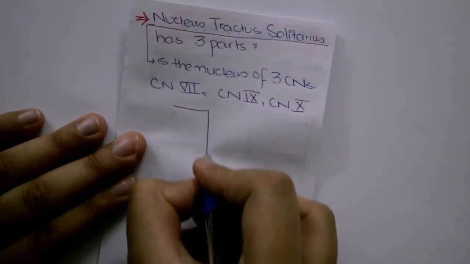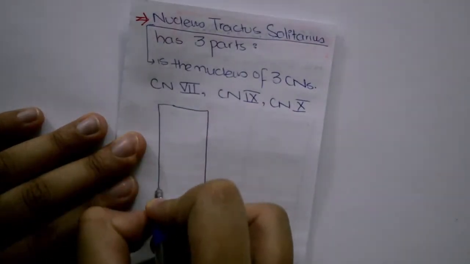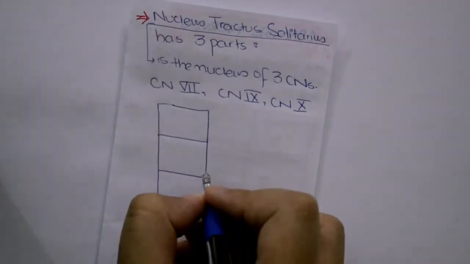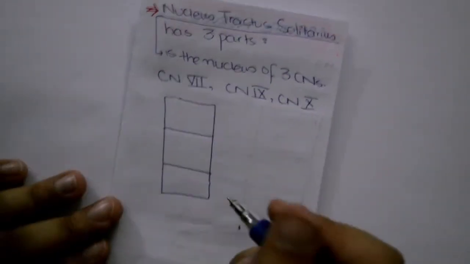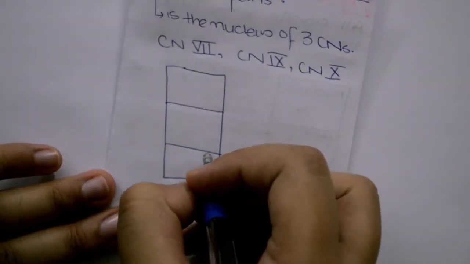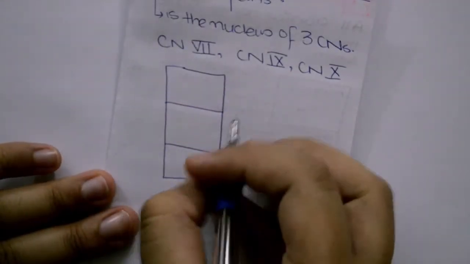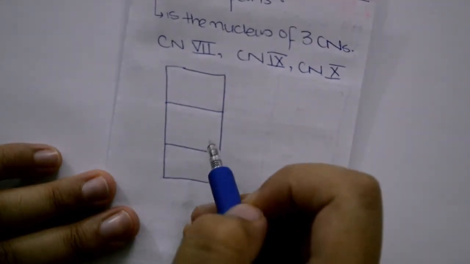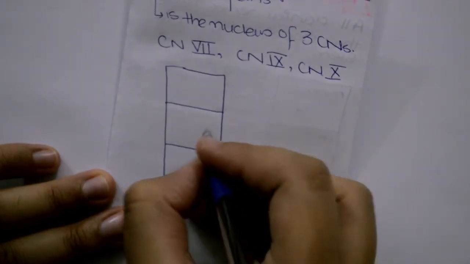Let's make the brainstem again, like this. So where will the 7, 9, and 10 be? I made the brainstem, I'm sorry. So we know that the seventh cranial nerve will be over here in the pons, and the 9th and the 10th cranial nerve will be in the medulla oblongata. So we'll draw it like that.